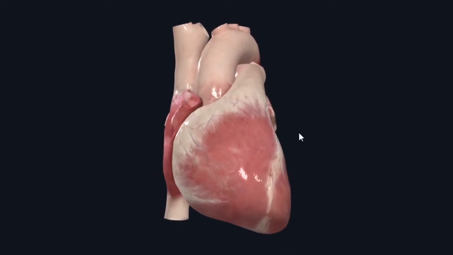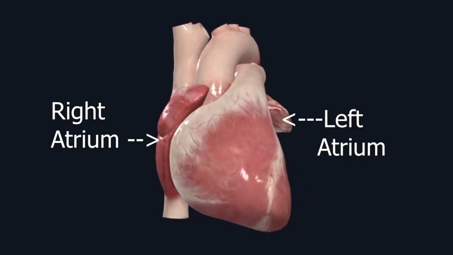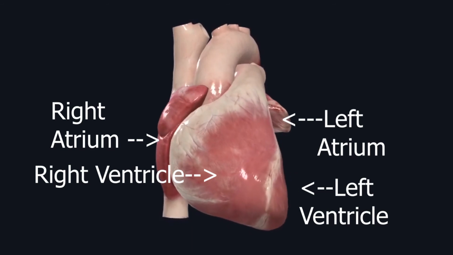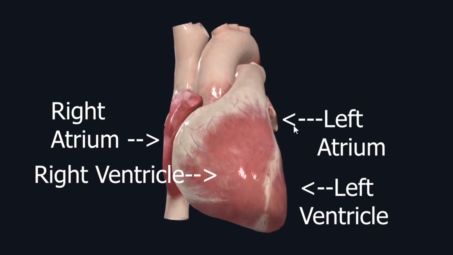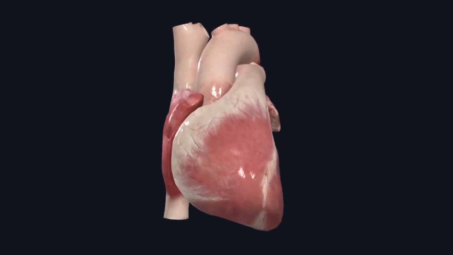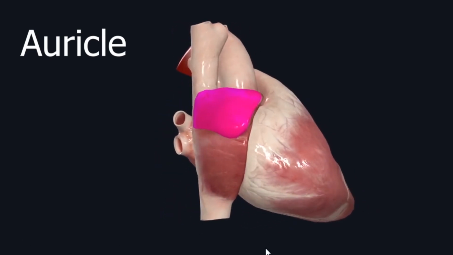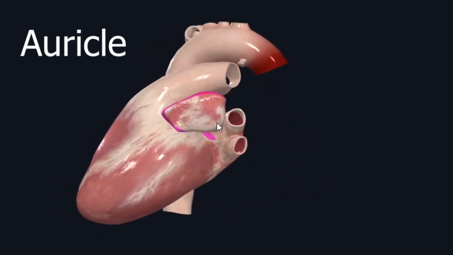Your heart has 4 chambers, 2 atria and 2 ventricles. The atria occur on the superior side of the heart, while the ventricles occur on the inferior side of the heart. Attached to the atria are structures called auricles. Auricles are like expansion units for your atria so that they can hold more blood. You have a left and right auricle.